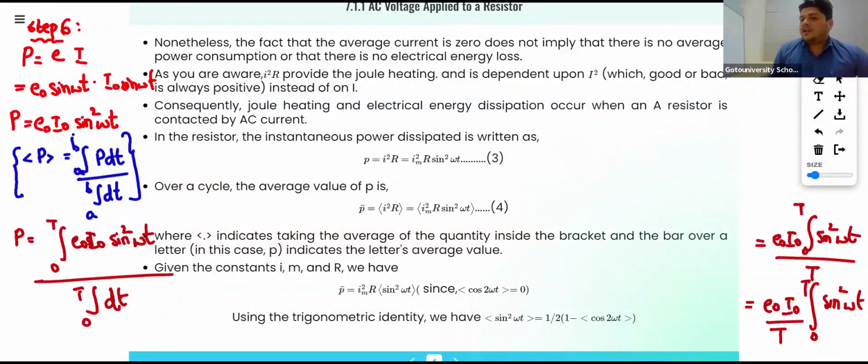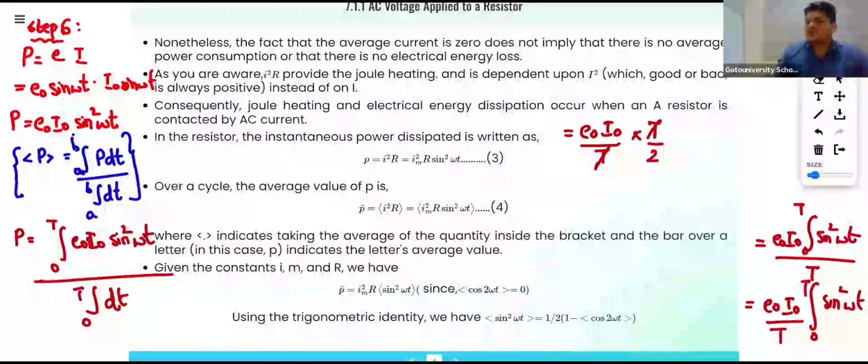If you check the value of sine square omega t by integrating, you will get E naught I naught upon t multiplied by t by 2. So this t and this t will get cancelled. You can check the integration of sine square omega t: you will get t by 2 by integrating and putting the limits from 0 to t. So you will get E naught I naught upon 2.